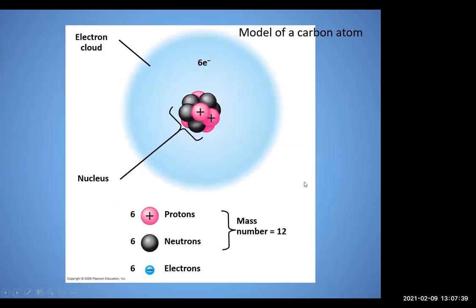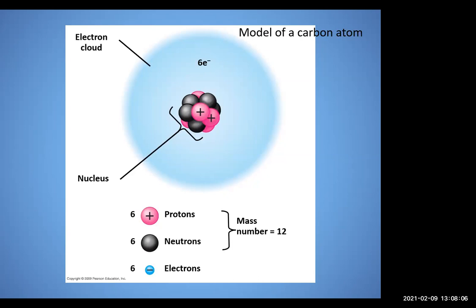This is the model of a carbon atom. So it's going to have 6 electrons zipping around the nucleus, which is going to be composed of 6 protons and 6 neutrons. The number of electrons will balance out with the number of protons in every element as it appears in the table of the elements. So those balance out. So in the table of the elements, nothing is charged.